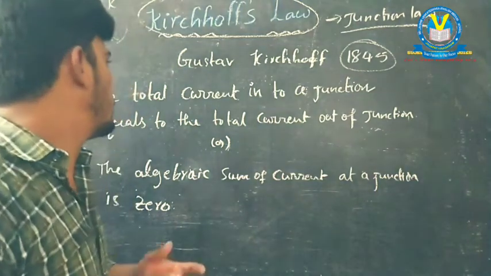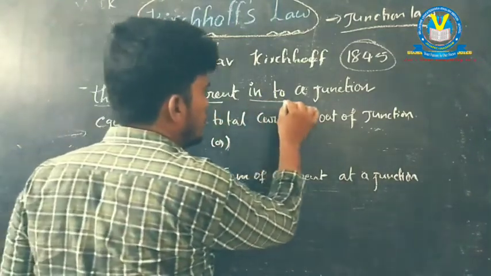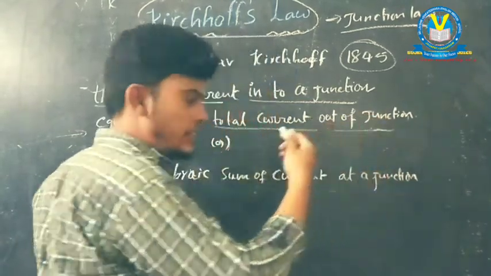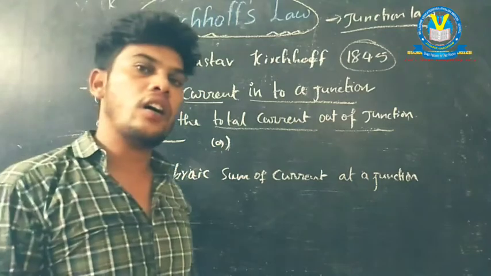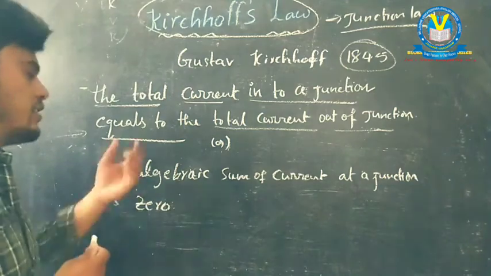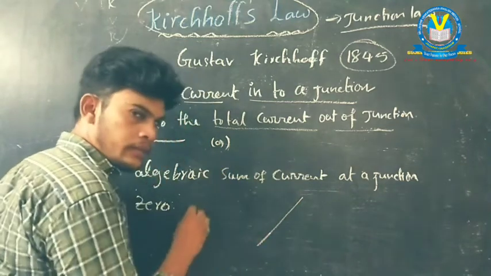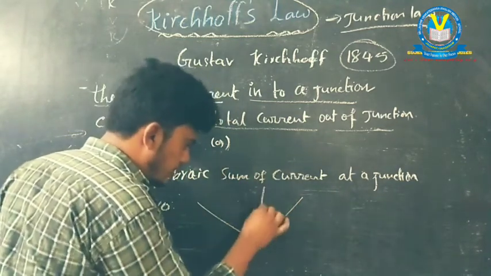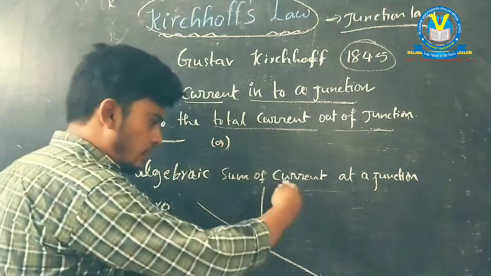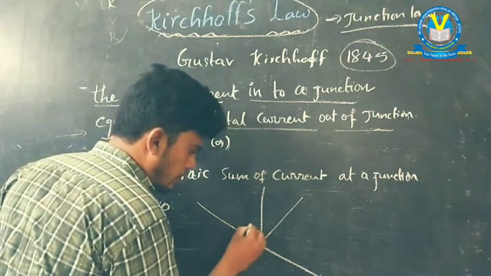What junction law states, in this video we are going to learn. What is the statement of junction law? The total current into a junction equals the total current out of the junction. It is the statement, the law of Kirchhoff's first law. Look here. For example, this is a conductor and this is another conductor, and another, and another. These wires are connected at a point O, so it is a junction.